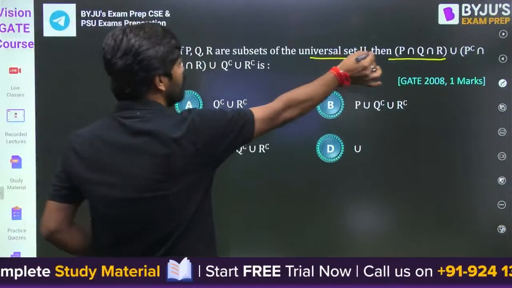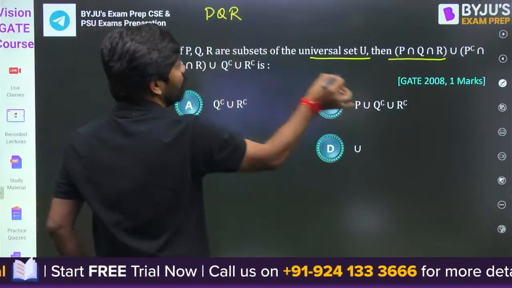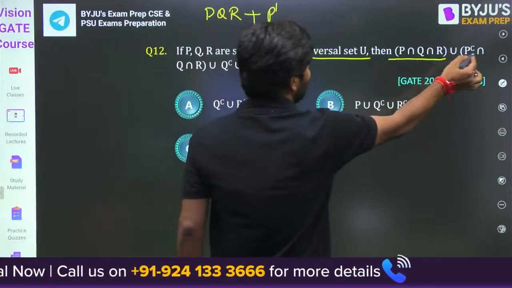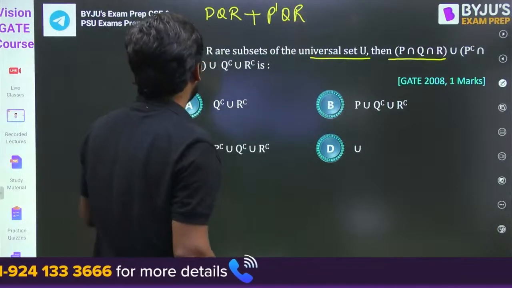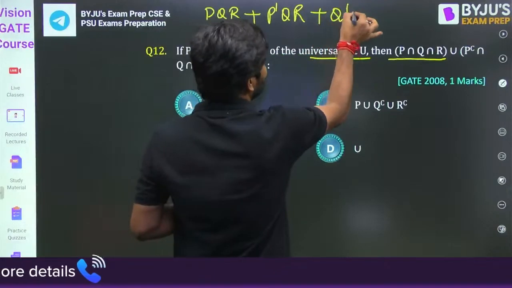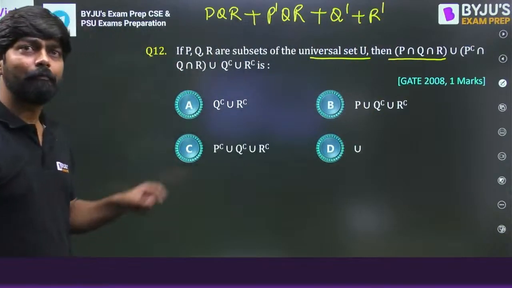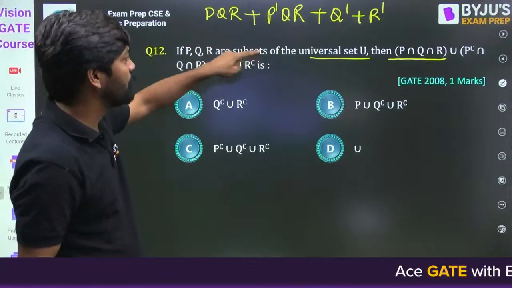You can simplify. So it is nothing but PQR. I'm writing here, PQR. Union means plus. It is nothing but P bar Q R, P bar QR, plus Q bar plus R bar. I'm solving in terms of digital logic. So I think this is the representation of this one.